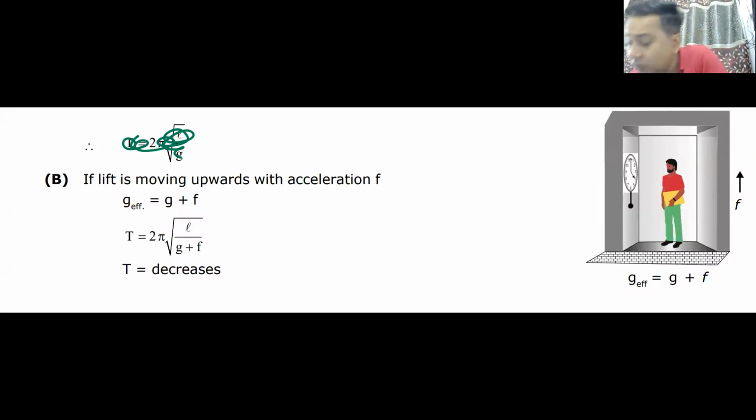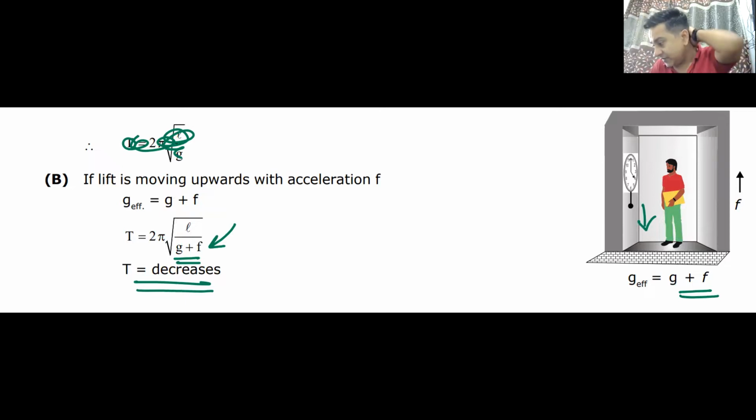Well, that takes us to the next case where the lift is moving upwards with an acceleration F, or you can say acceleration A. If the lift is moving upwards and we are in an upwards accelerating frame, we will put a force in the downward direction. A pseudo force will come in the downward direction, and therefore the time period becomes T is equal to 2 pi root over L upon g plus F. The time period decreases when the lift is moving up with an acceleration A or acceleration F. The effective g becomes g plus A or g plus F, and the time period decreases.